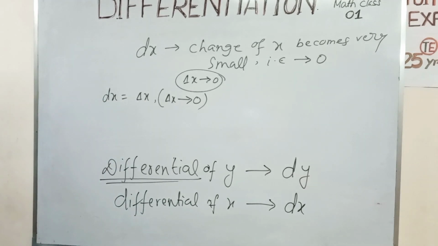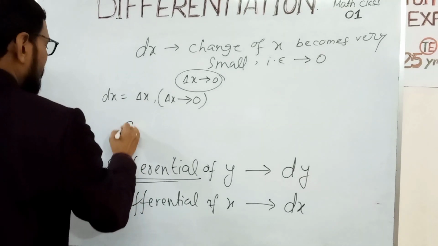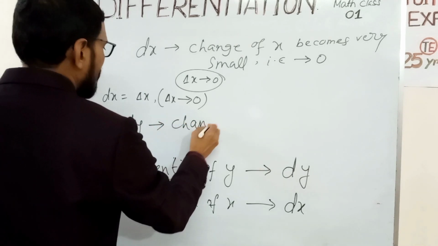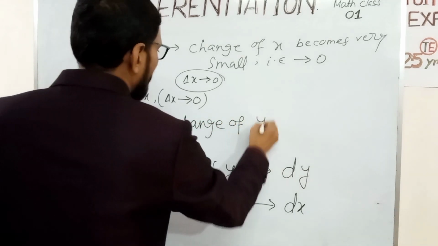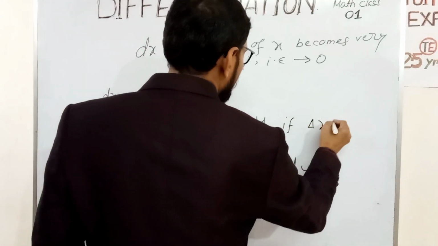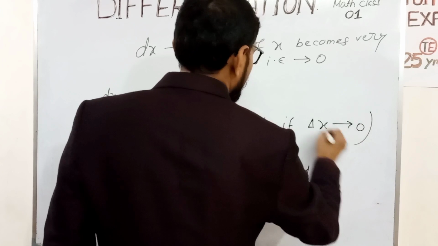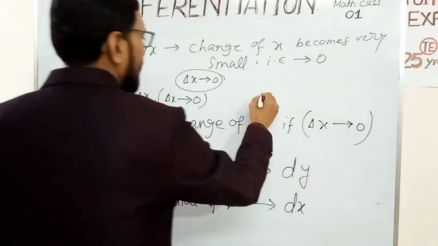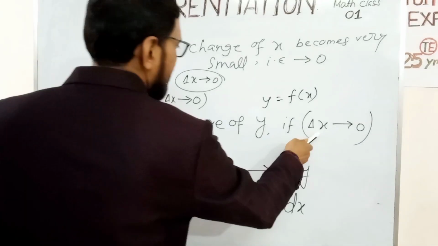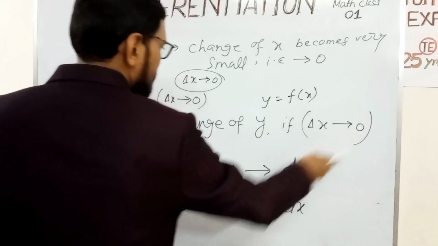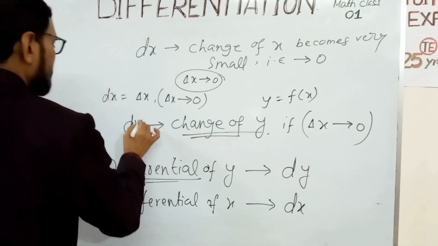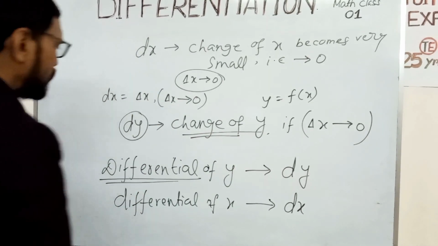And dy also: this is change of y, if the condition is that delta x tends to 0. As y is the function of x, if delta x, that is change of x, tends to 0, then change of y is called differential of y, dy.